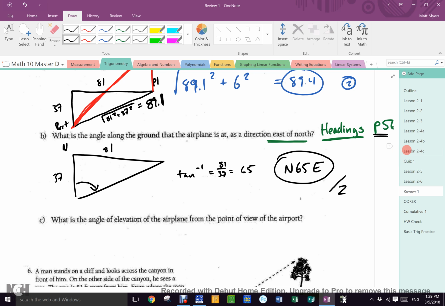And finally, the angle of elevation. Is that the red triangle or the black triangle? Why? Because it's the one going up. 6. And then you could have used either 89.4 or 89.1. And then you have all 3 trig choices available to you. And when you do that math, you find that it is 4 degrees when you round to the nearest degree.